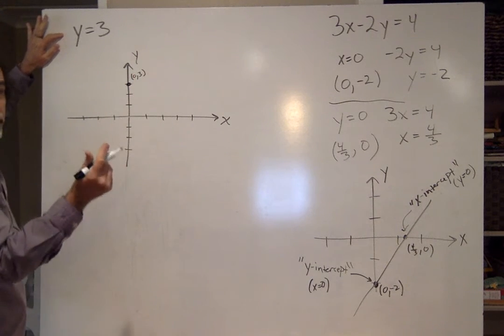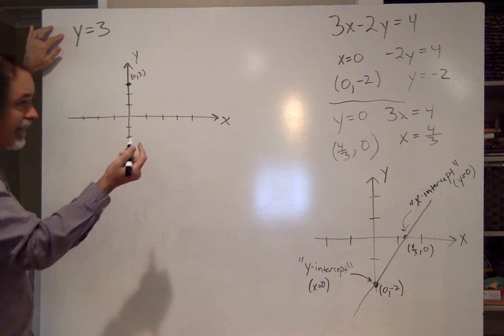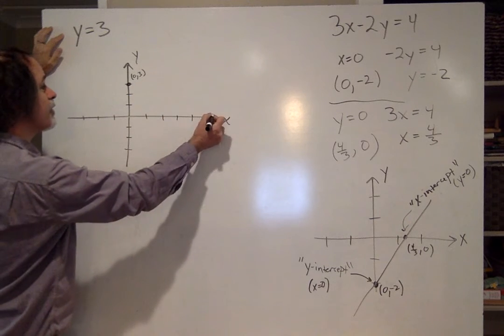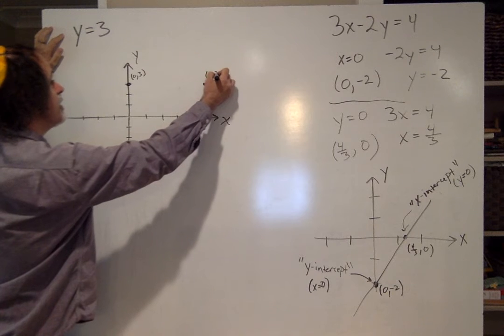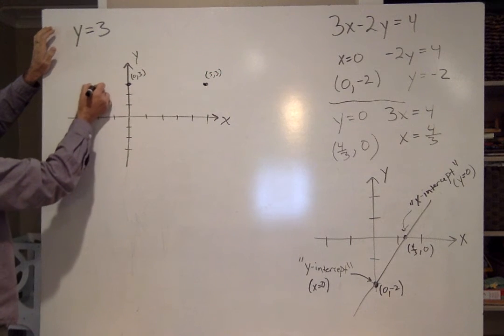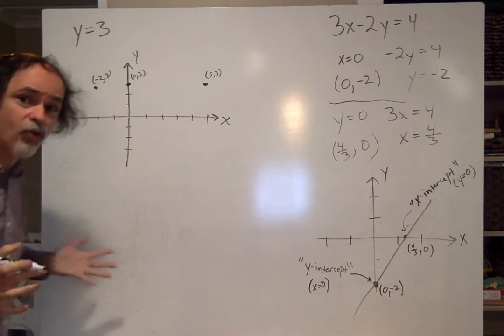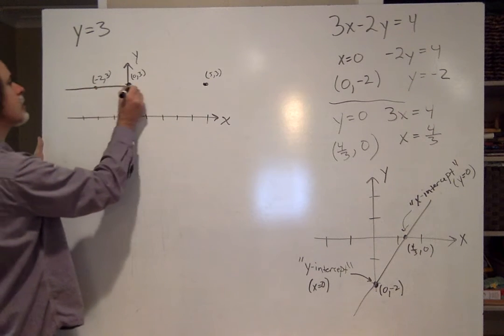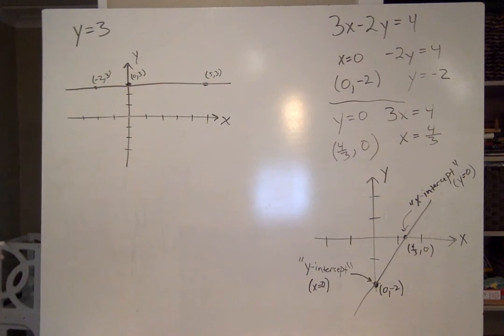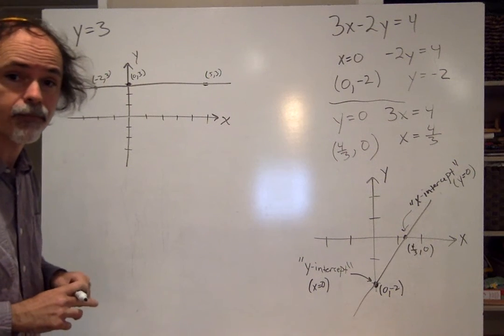This says y is 3, right? If x is 5, what is y? Yes, y is 3. If x is 5, y is 3. Y is just always 3. Here's the point 5, 3. If x is negative 2, y is 3. Y is just always 3. It doesn't depend on x. And when that happens, I get a horizontal line. Y does not depend on x, so as x goes, y just stays the same.